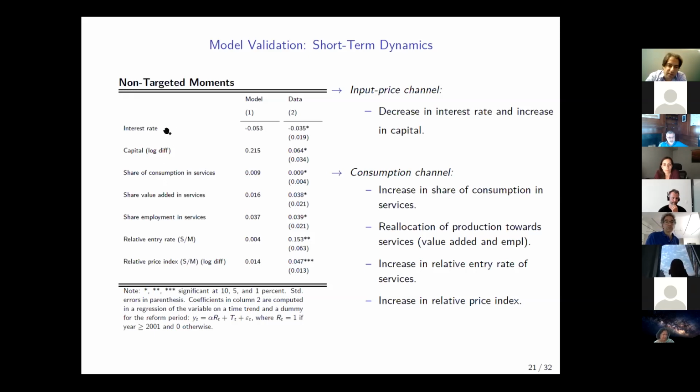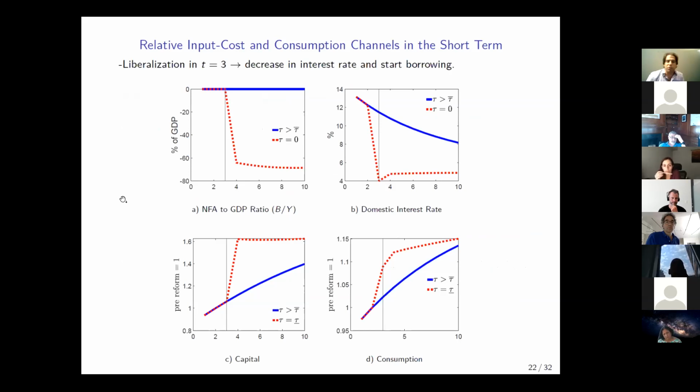The decrease in the interest rate is going to be the driver of the input price channel, while the consumption channel is mostly going to be manifested in the changes in the share of consumption. And I'm going to do a counterfactual to actually separate these effects. So let me show you the immediate effect of the liberalization. So here the liberalization is at time equal to 3.